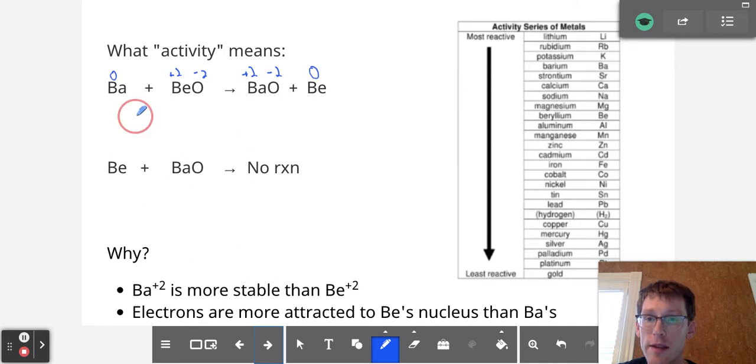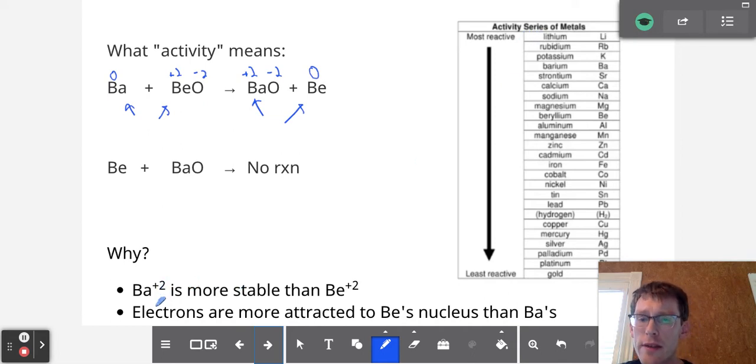I'm really asking myself, if I've got a positive beryllium and a neutral barium versus a positive barium and a neutral beryllium, which is more stable? The answer is the positive barium and neutral beryllium. And that's predicted by the activity series.